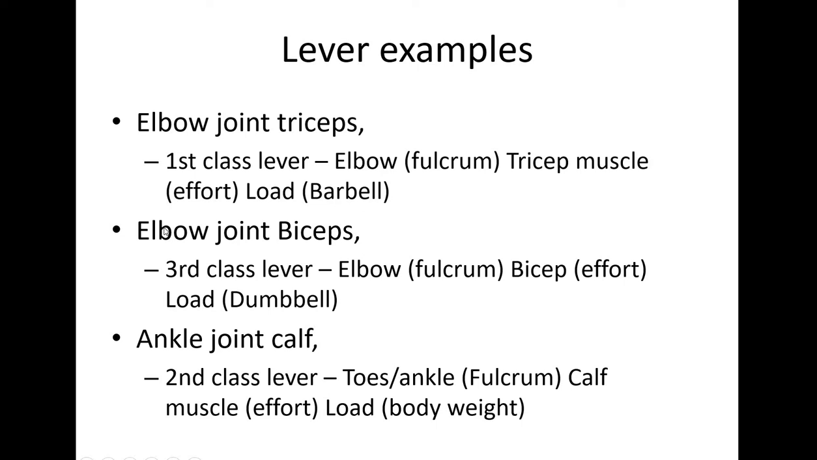Now, the second example, the elbow joint with the biceps with the flexion, this is actually a third class lever. Your fulcrum, your elbow joint, is at the end. Your bicep attaches to your forearm in the middle, and that is your effort, and the dumbbell, which is the load, is on the other end. And the third example, the ankle joint in the calf, as discussed before, this is always a second class lever. So the toes create the fulcrum, the calf muscle is the effort, and the load in the middle is your body weight.